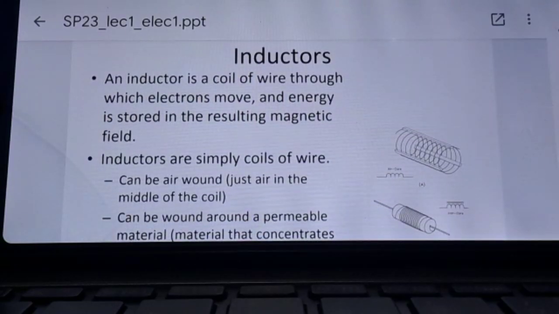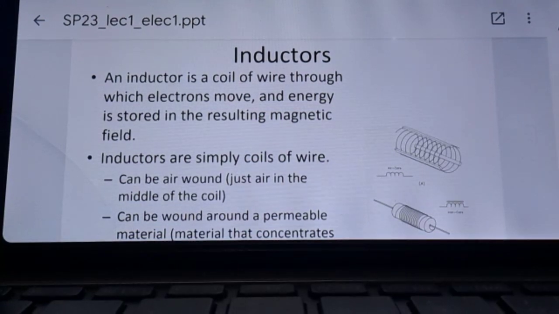So the fourth one is the inductor. An inductor is a coil of wire through which electrons move and energy is stored in the resulting magnetic field. Inductors are simply coils of wire. The wire can be air wound, just air in the middle of the coil.